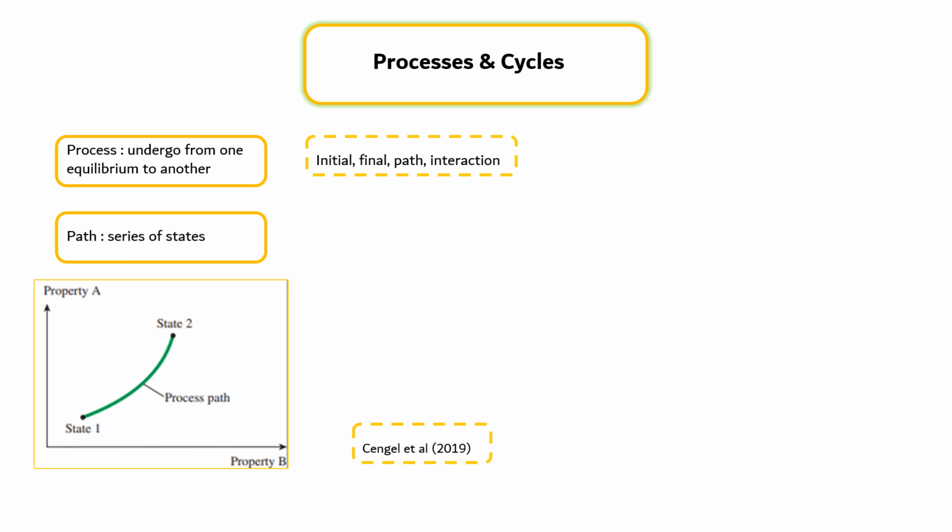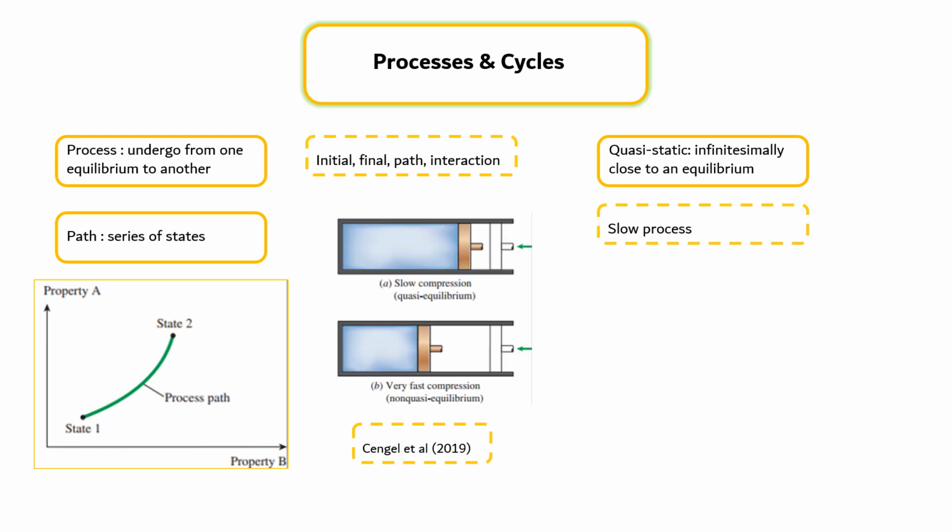When a process proceeds in such a manner that the system remains infinitesimally close to an equilibrium state at all times, it is called a quasi-static or quasi-equilibrium process. A quasi-equilibrium process can be viewed as a sufficiently slow process, as shown in the figure, that allows the system to adjust itself internally so that properties in one part of the system do not change any faster than those at other parts. But many actual processes closely approximate it, and they can be modeled as quasi-equilibrium with negligible error.